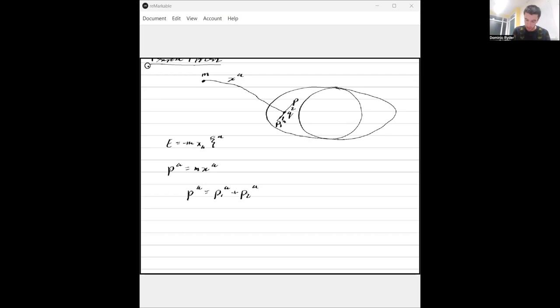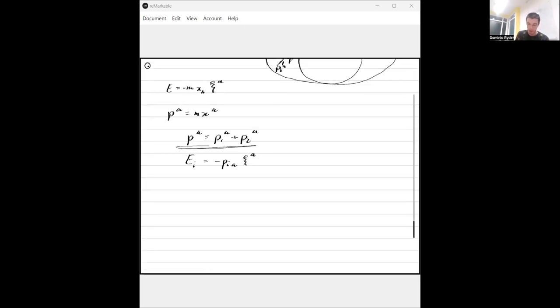If we define E_i as the contraction of the four-momentum with the Killing vector field, this is just the Killing energy for both particles, where i is indexing the particles. And then contracting this with our Killing vector field gives us E equals E_1 plus E_2. Simple energy conservation.